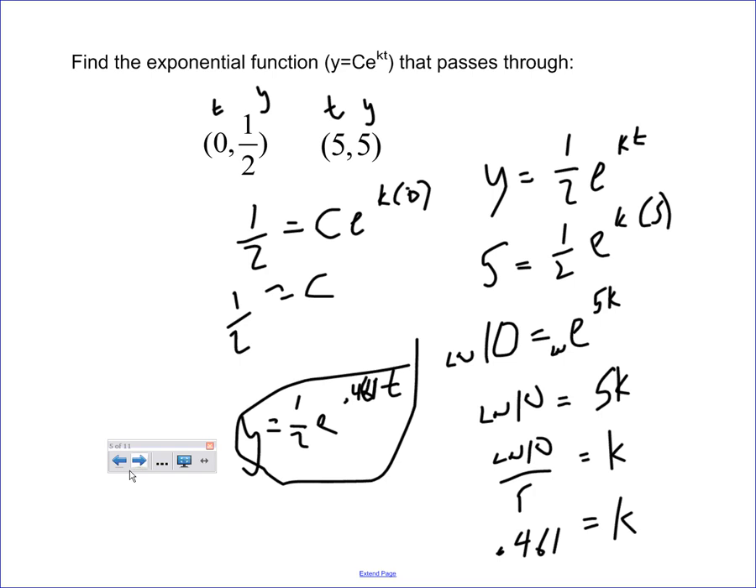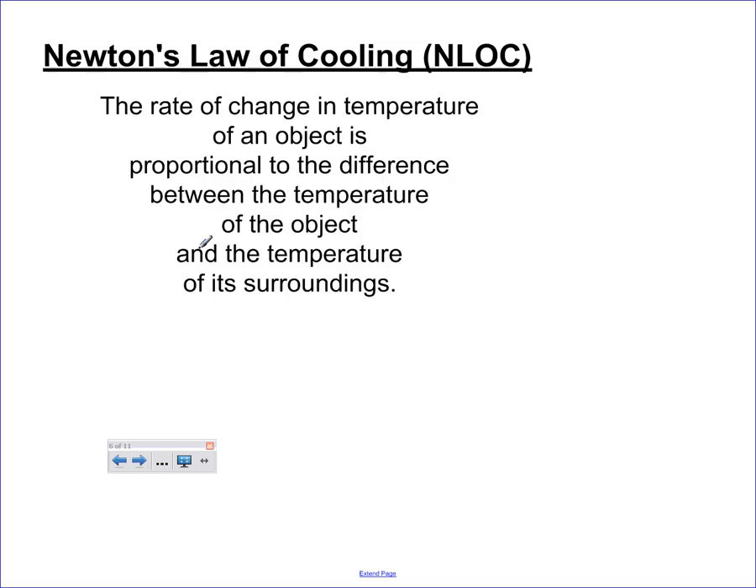Ta-da! All right, onward we go. Newton's law of cooling. It says that the rate of change of temperature of an object is proportional to the difference between the temperature of the object and the temperature of its surroundings.